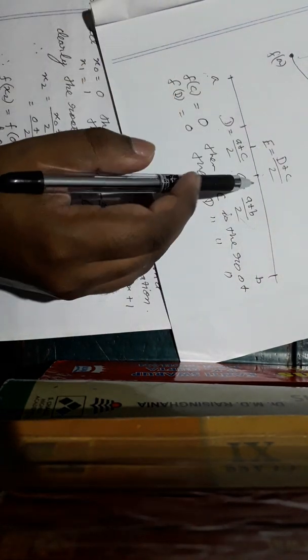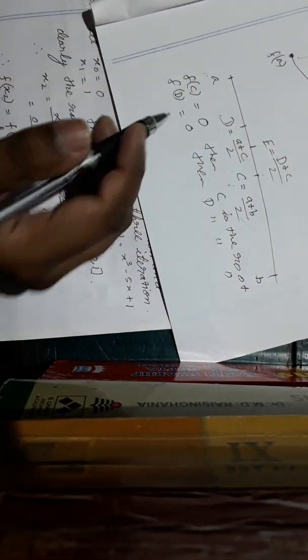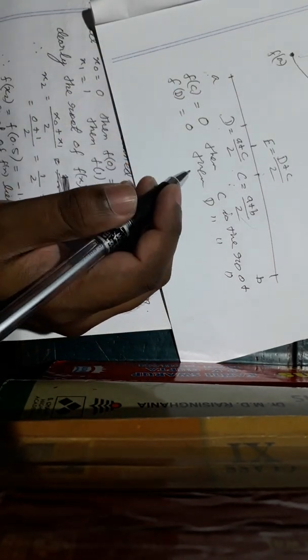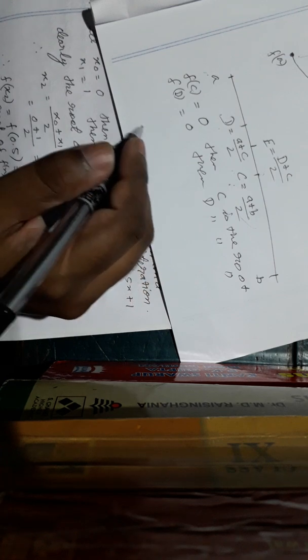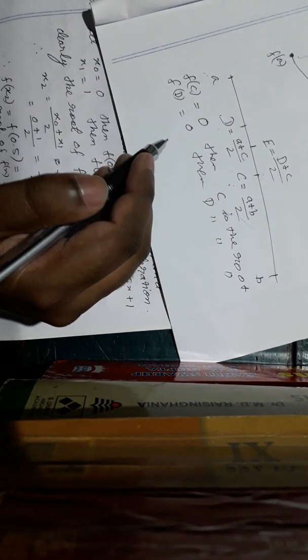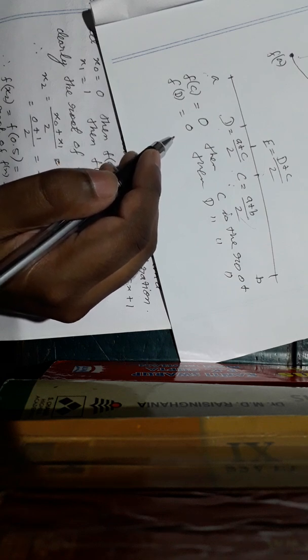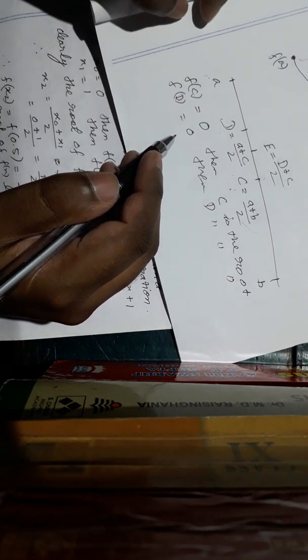We check if f of e is 0, then e is the root. If f of e is not 0, then e will not be the root, and we proceed in a similar manner as we have done before. So this process is called the bisection method.